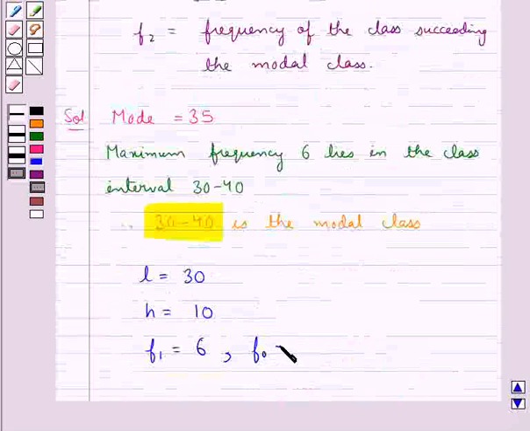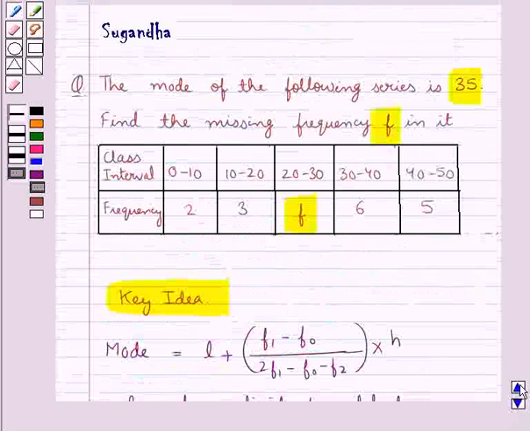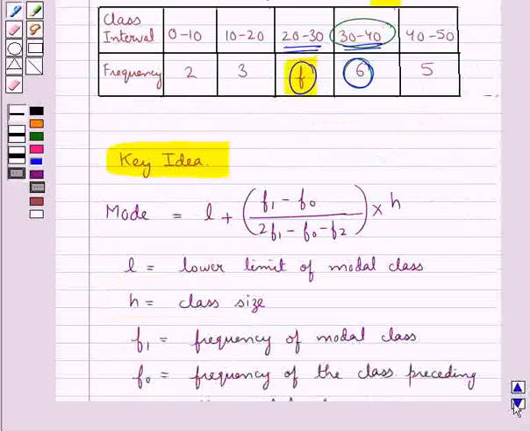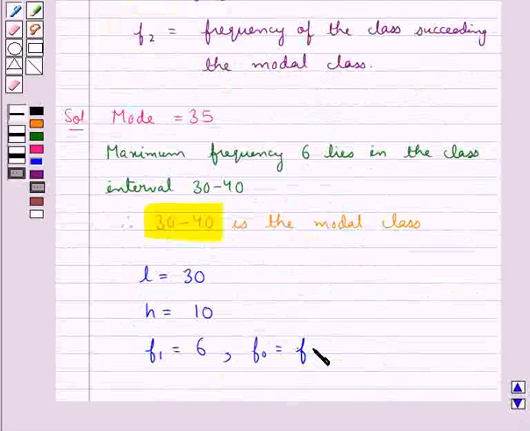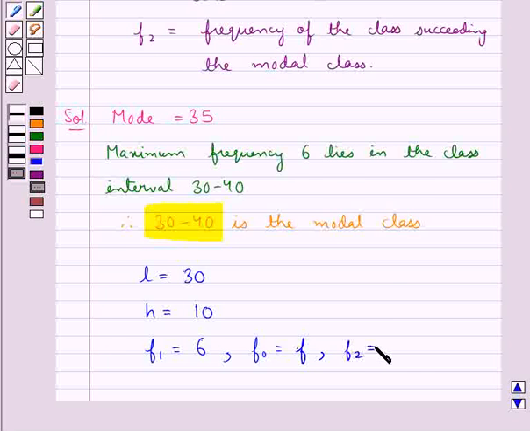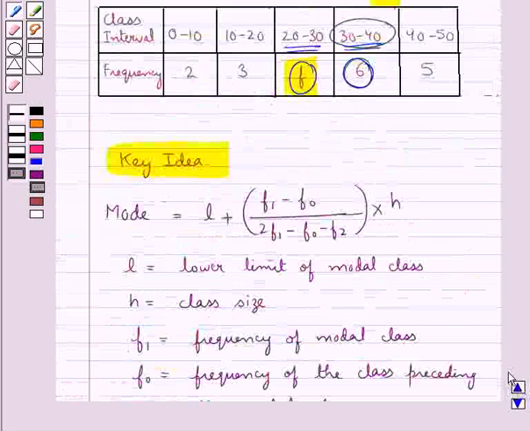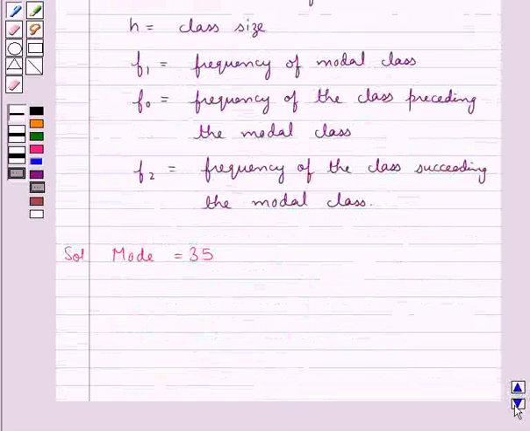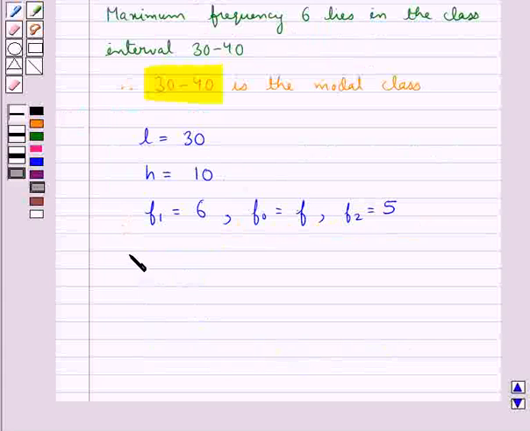Then F0, it is the frequency of the class preceding the modal class. Now from the table, modal class is 30 to 40, the class preceding the modal class is 20 to 30 and its frequency is given by F, which we have to find out. So we have F0 is equal to F. Then we have F2, which is the frequency of the class succeeding the modal class. Now the class succeeding the modal class is 40 to 50 and its frequency is 5. So F2 is equal to 5.